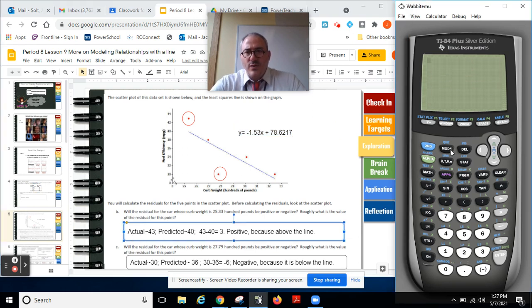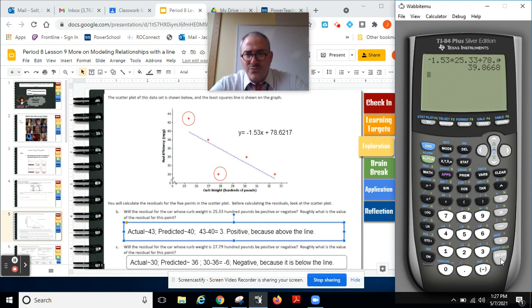I'm going to go to quit, right? I'm going to put in the formula, negative 1.53. That's my slope. It's a negative. It's going down over time. The car that's 25.33, right? 25.33. There we go. Plus 78.6217. What is the predicted value for this? The predicted value is 39.8.